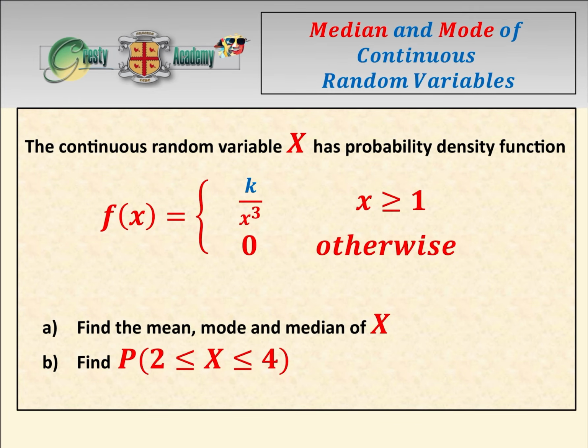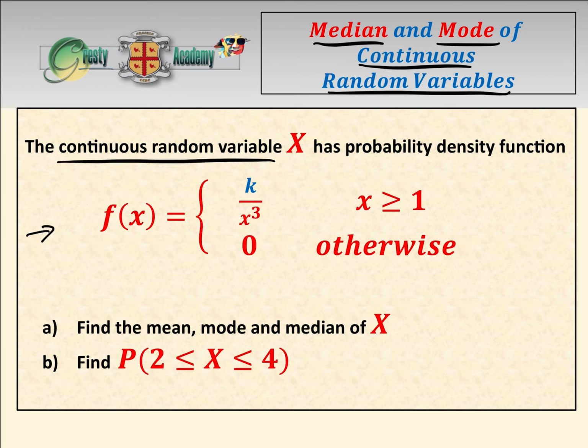Today we're going to be continuing our look at continuous random variables in the Gresty Academy podcast, a crash course in continuous random variables, looking at median and mode questions. And the question we're going to be focusing on is this one here. Let's just quickly go through it and then we'll explain what's going on.